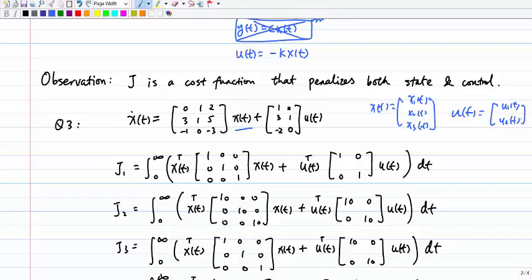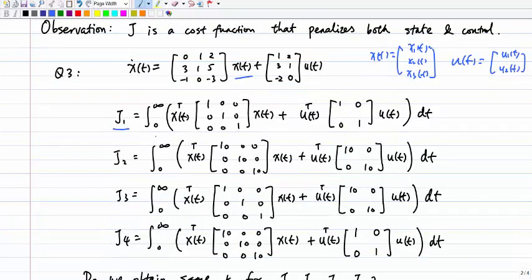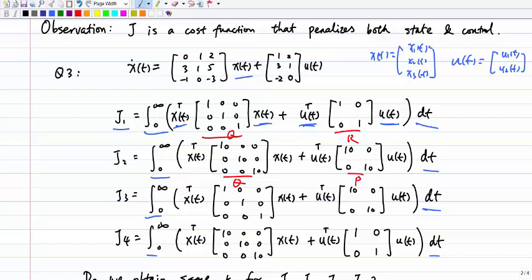So there are a couple of choices. Of course, I can select different choices for the cost function. For example, I can select J1 to be the integral from 0 to infinity. This form is always the same for all cost functions, and this is also the same: x(t) transpose Q x(t), u(t) transpose R u(t). The only difference is the choice of Q and R. This is my Q, this is my R, and this is another Q and another R. So I can make different choices of Q and R.